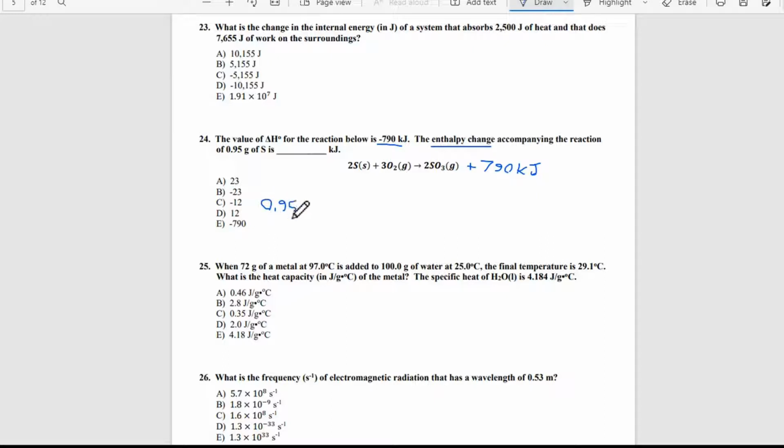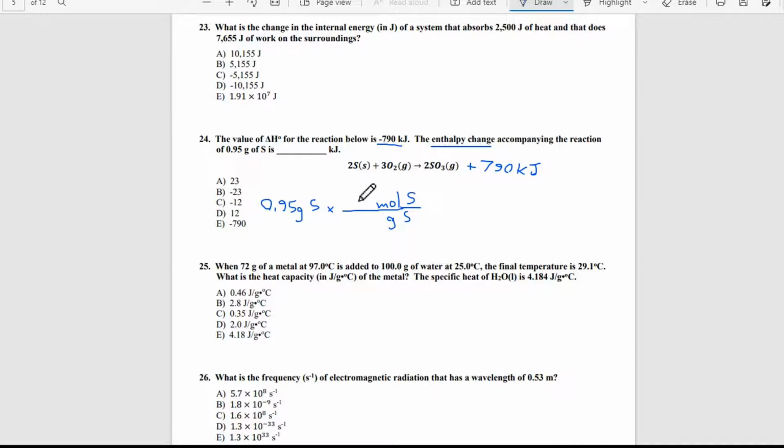0.95 grams of sulfur. Now, what's the first thing I'm going to want to do with this? Get the moles. Yeah, you got to convert to moles. So I got grams of sulfur. I'm going to convert it to moles because the equation is giving me the molar amounts for this. So when I'm converting grams to moles, how many moles is it?